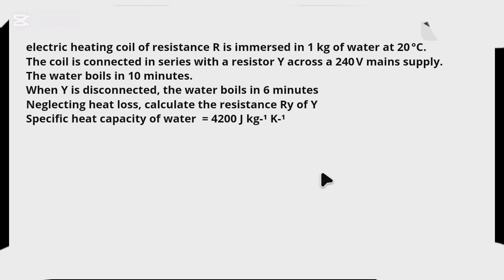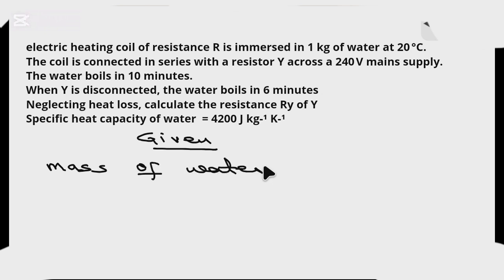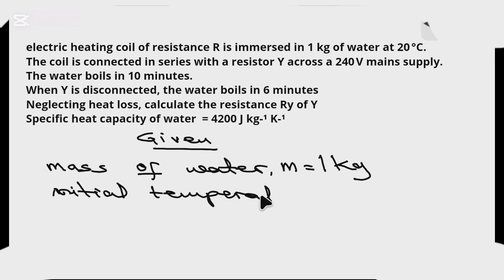Now, to solve this, the first thing we have to do is look at the data given to us in the question. The first thing we can find here is the mass of water. Let's take that to be m, and that was 1 kilogram. The next one is the initial temperature, let's take that to be T1, which is 20 degrees Celsius.